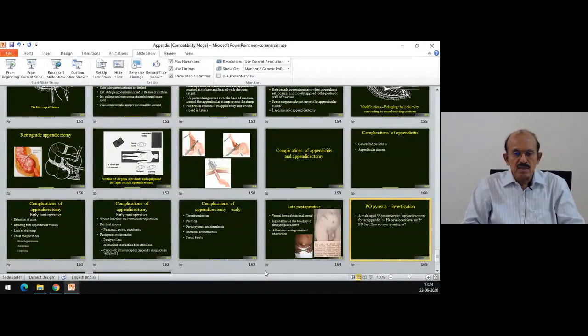So this is about the diseases of the vermiform appendix. Do you have any doubts? If you have any doubts, I will clear them. If you have no doubts, we will proceed to the next topic, that is the diseases of the peritoneum, mesentery, and retroperitoneum. Okay?